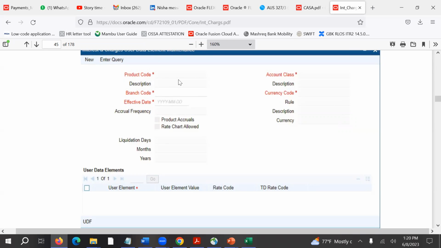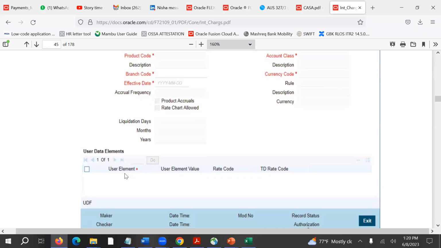That is normal in FLEXCUBE when it tries to find out through the iteration process. The account class we have to give specific. Currency code also is specific. We cannot give all here. Product code is specific. And the effective date, yes, we will give some particular date.